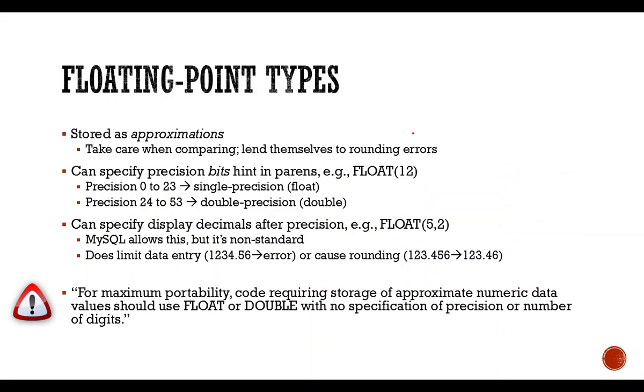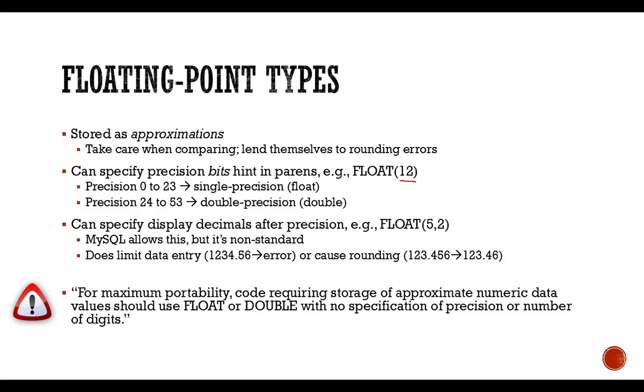The parentheses here mean something very different, right? They are simply a hint to tell SQL how big a thing you intend to store. If you put from 0 to 23, it will say, hey, I'm going to make this a floating point number. But if you did anything from 24 to 53, it's going to make it a double precision. In other words, it can be twice as many significant digits.